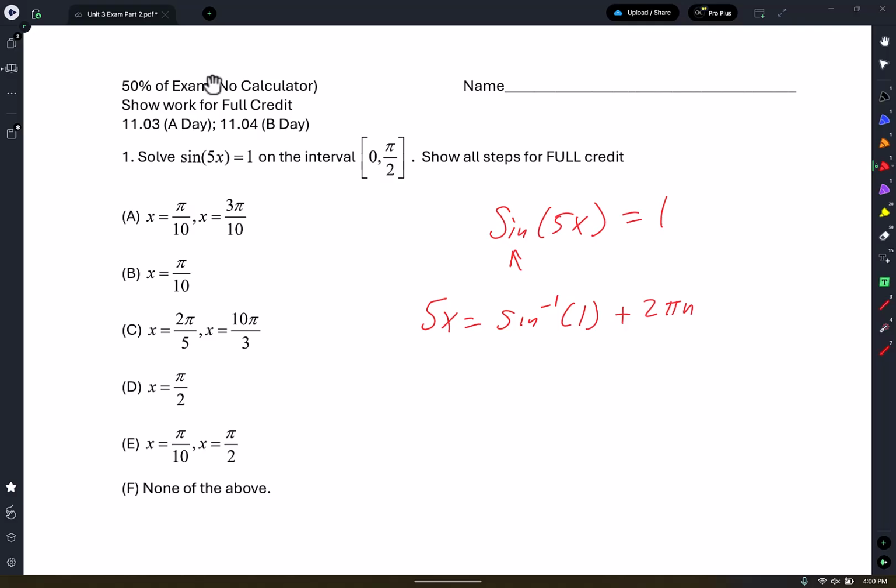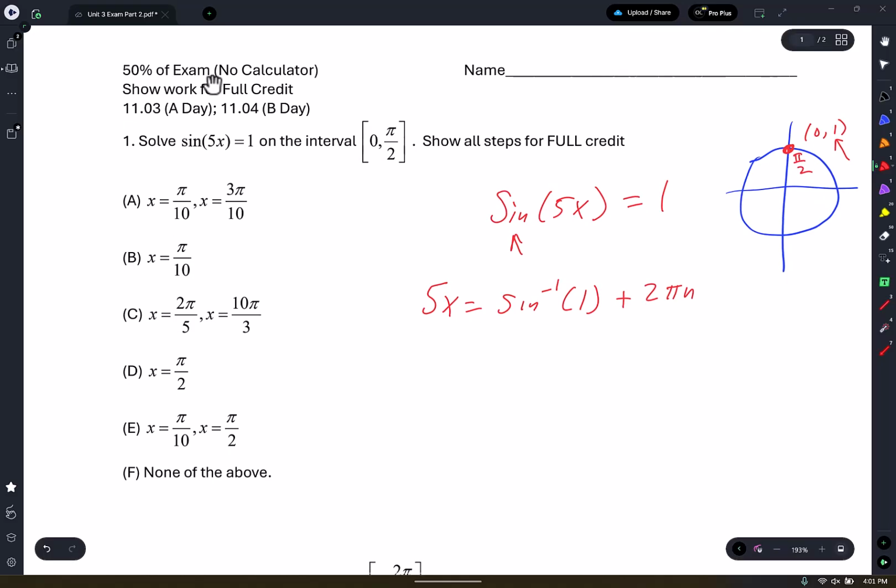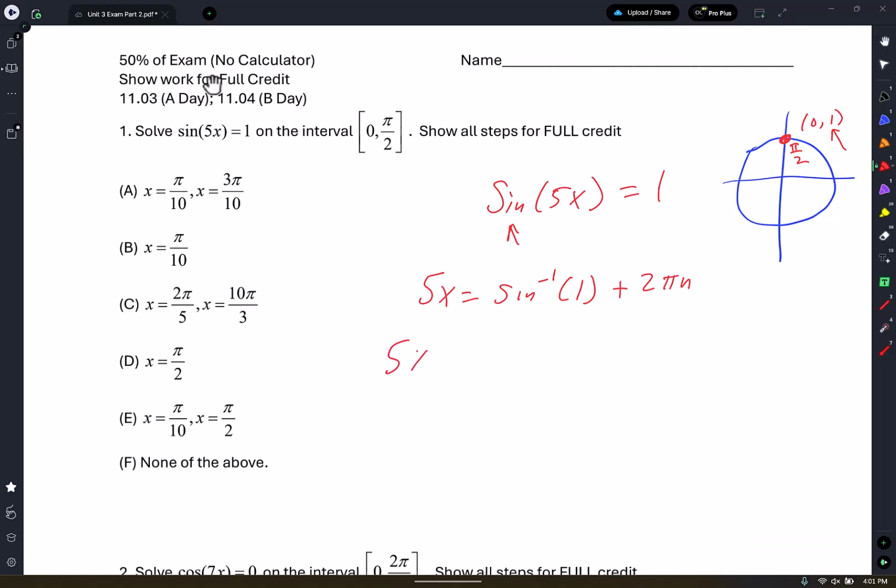So now I'm going to draw a unit circle really quick. And then you ask yourself, where is sine equal to 1? And it only happens in one location, right here. Sine is the y value, right? So there it is. What angle is that? Pi over 2, yeah. If we were in degrees, we would write 90, but we're in radians. So we're going to go 5x equals pi over 2 plus 2 pi n. This is the only place where sine is equal to 1. Are we still okay? Yes.